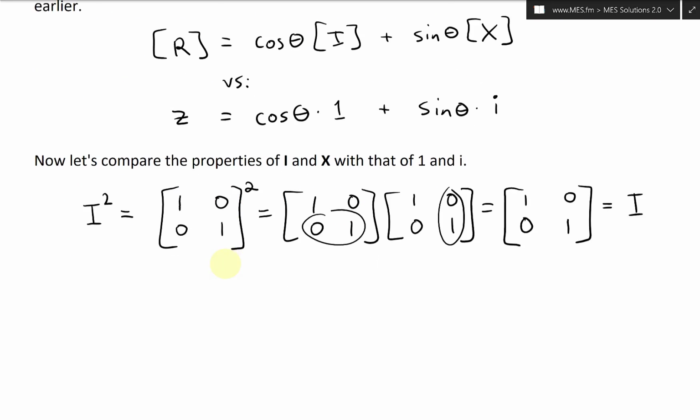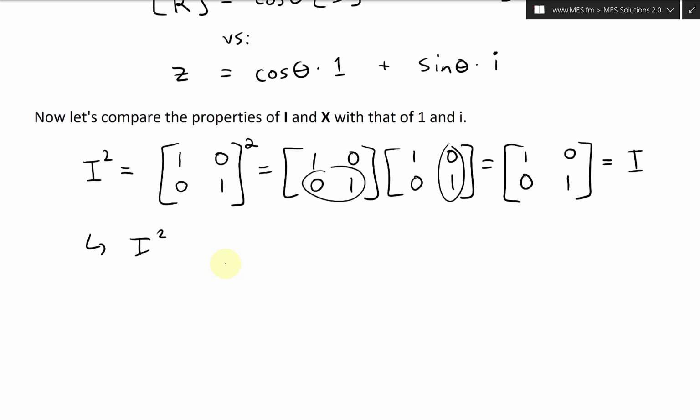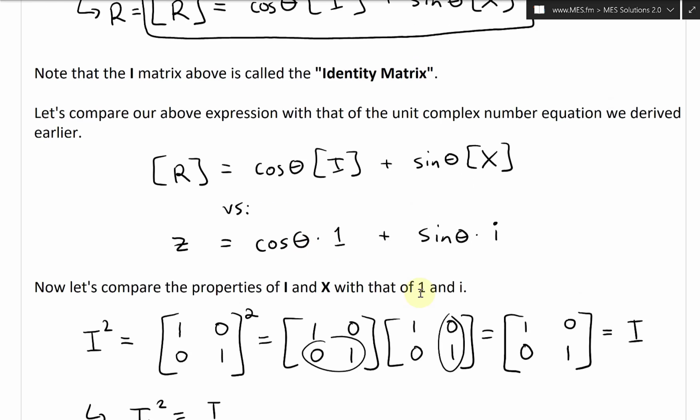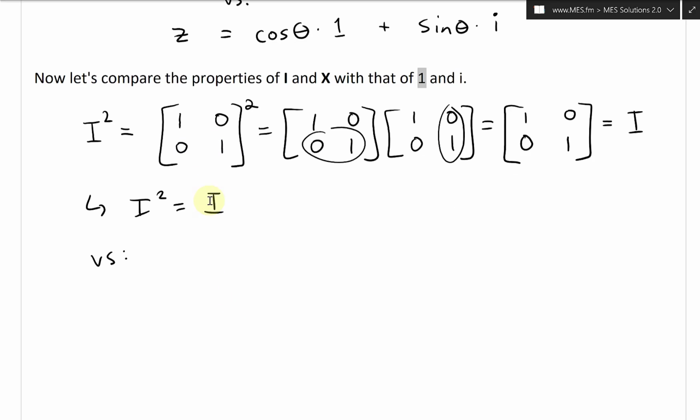So in other words, we have I squared is equal to I. It's quite amazing. Now we'll compare it with the number 1. So this is the identity matrix, let's compare it with just the number 1. 1 squared is 1 times 1, which equals 1. So then these check out. These work the same.